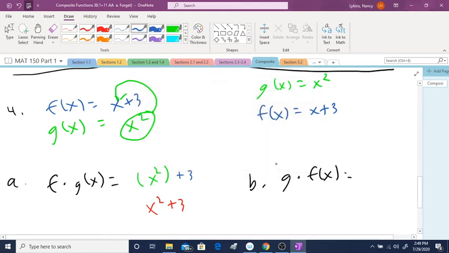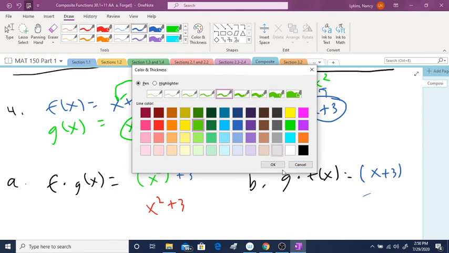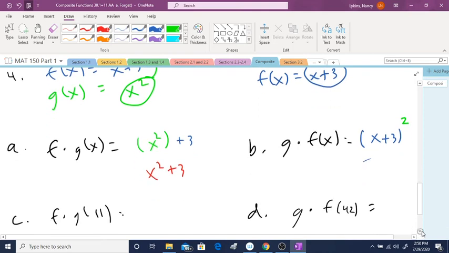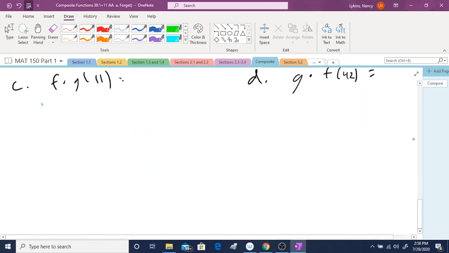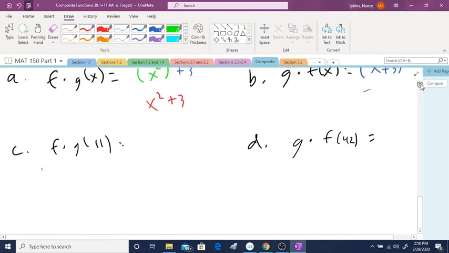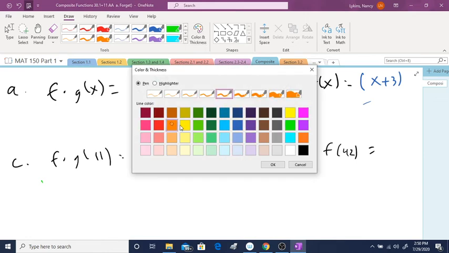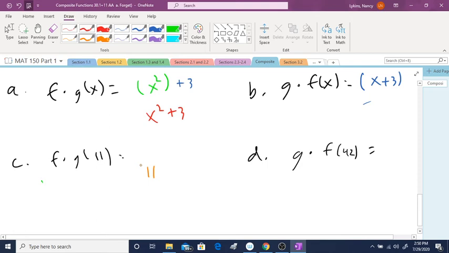Now in part B, now g is my main one. So I'm going to substitute x plus 3 in for that x. So that x, I'm going to put parentheses x plus 3, but I still have that square. I'm going to come back to part B here in a second. I'm going to show you something else you can do with this, but for my purposes only, what I want you to do now is part C, all I'm going to do is substitute that 11 in for x and square it in plus 3.